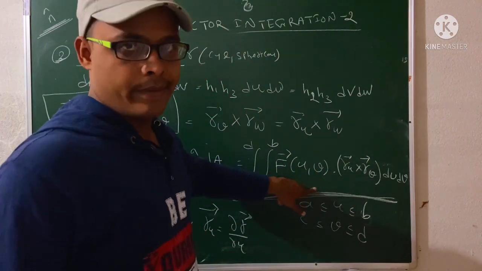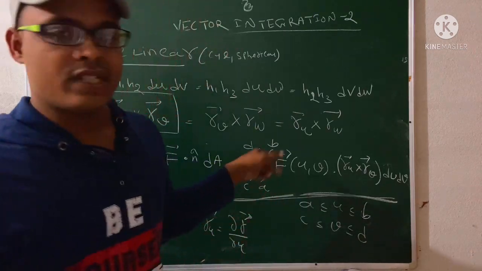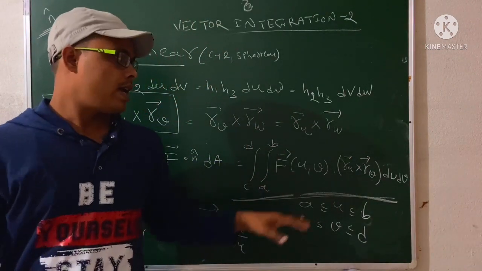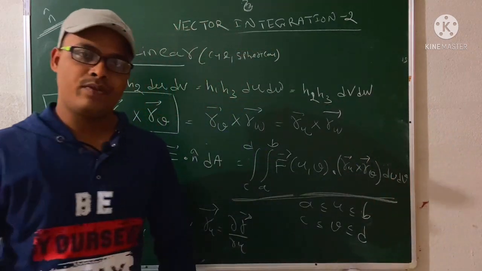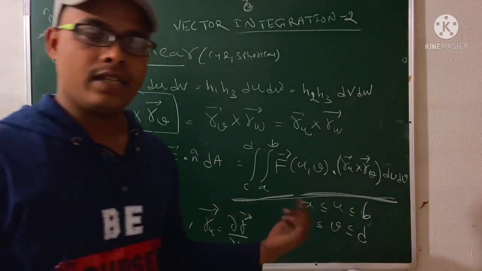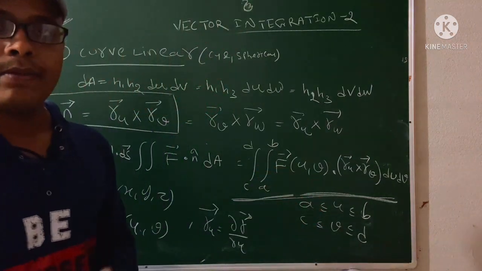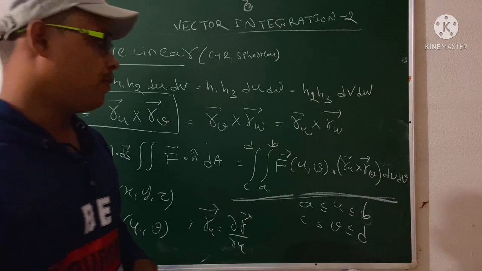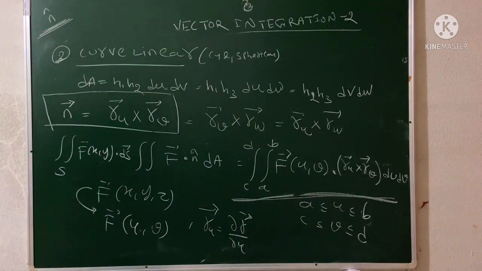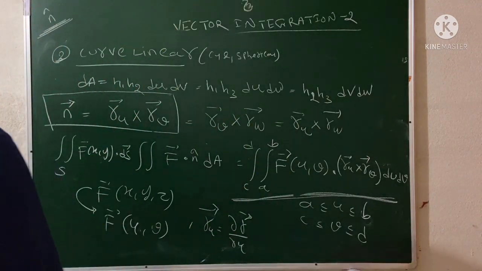Then this vector will be given to you in the xy form. You change this xy form to uv and then dot product with the ru cross rv. Then your du dv. So du dv may be dr d theta, or your du dv may be d theta d phi, because I have changed to uv, I have written in general form. Okay, so this is the curvilinear coordinate system, how you will change.